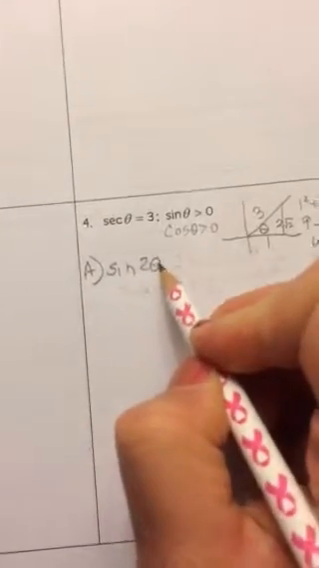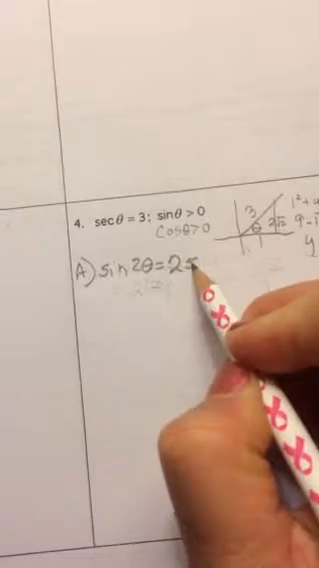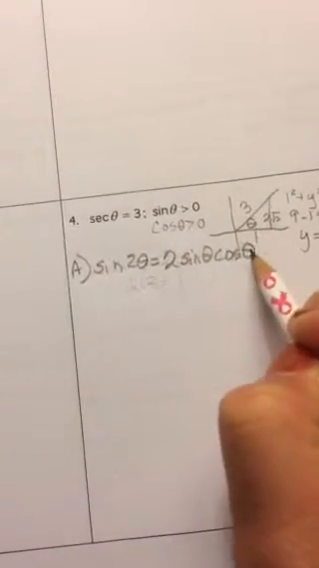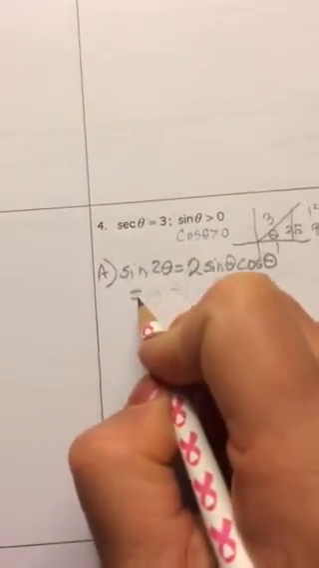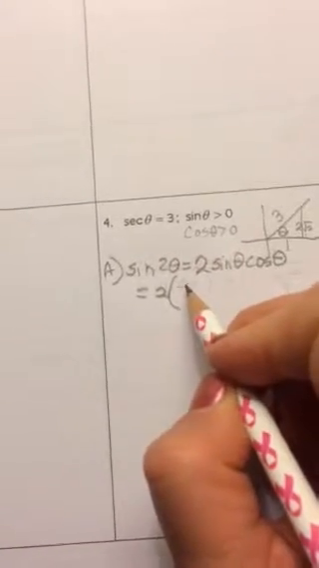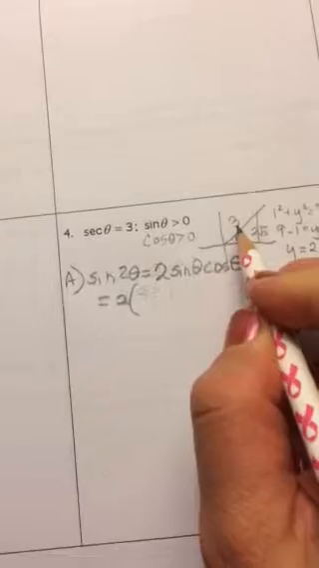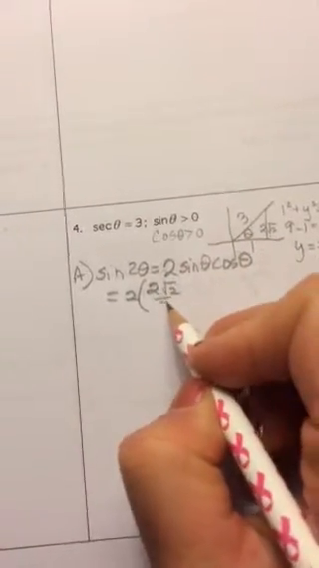Sine of 2 theta. The formula for that is 2 sine theta cosine theta. Okay, and then I'm going to go ahead and place values. 2. You can see my erasure there. This is the sine. It's the opposite over the hypotenuse, 2 square root of 2 over 3.